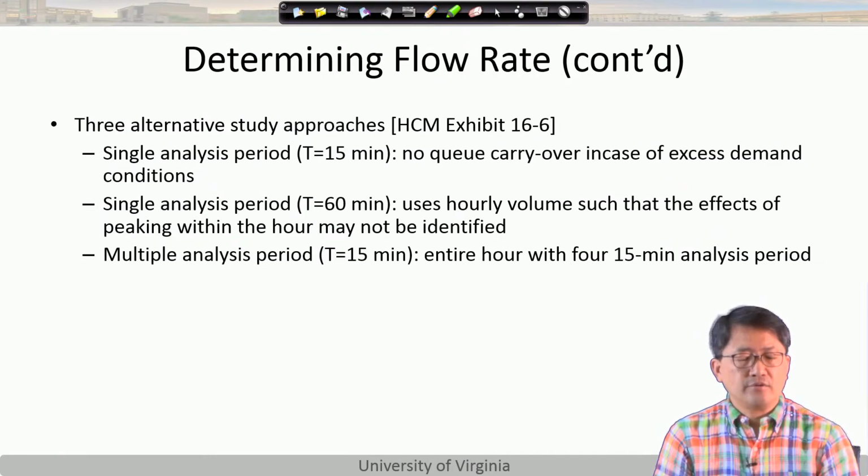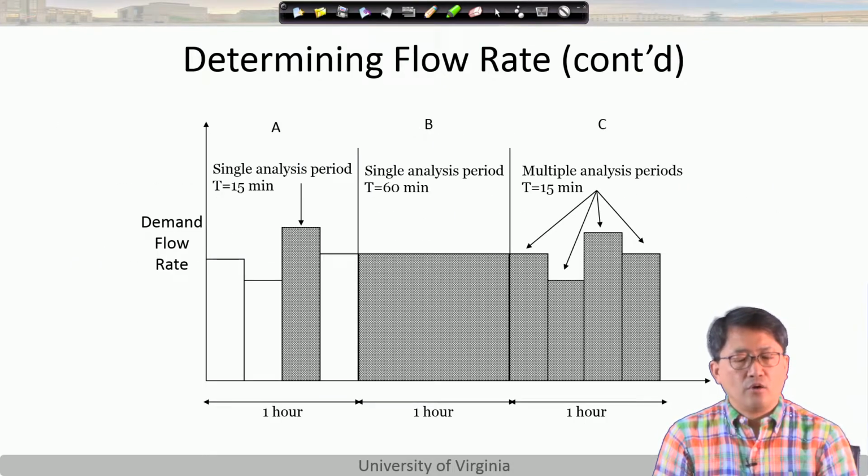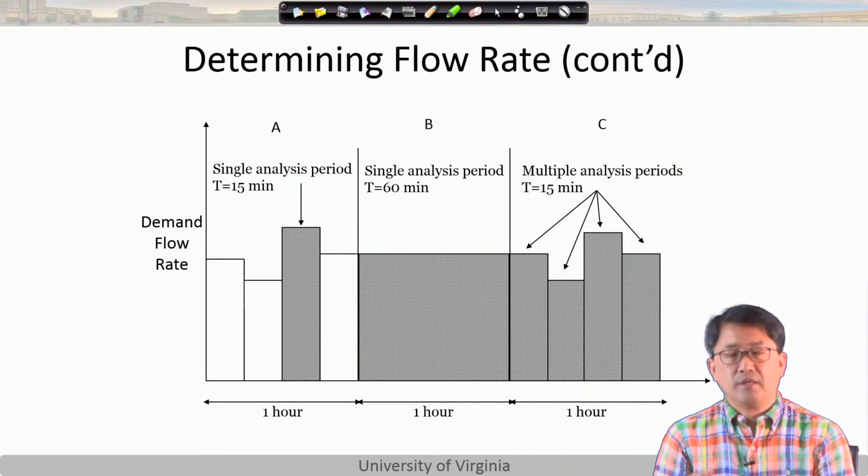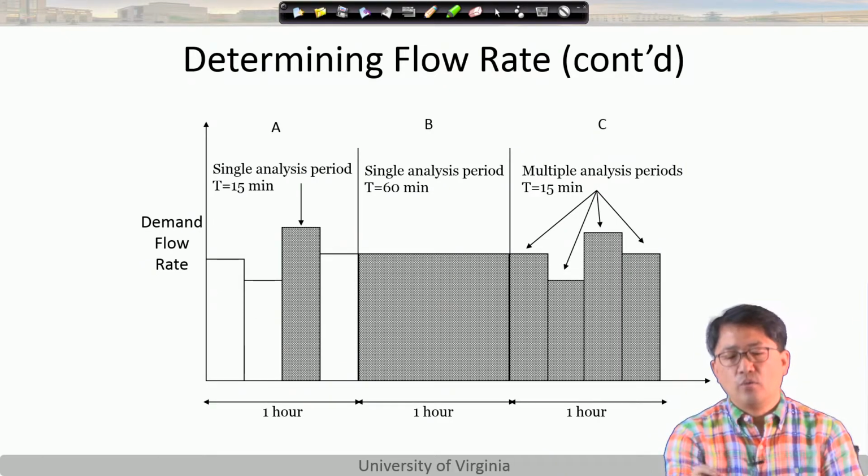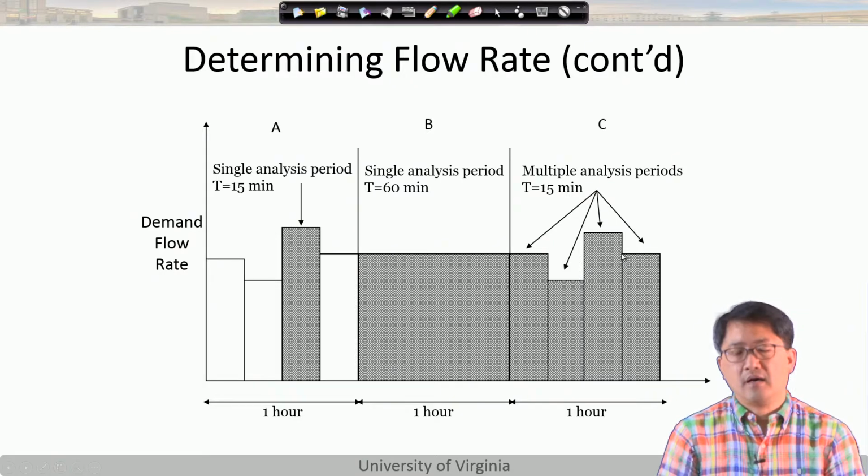Flow rate is also a similar way. You can do a 15 minute, 60 minute as a single period or multiple period. But if you consider peak hour factor, you're basically considering the worst 15 minutes happening for the entire hour.